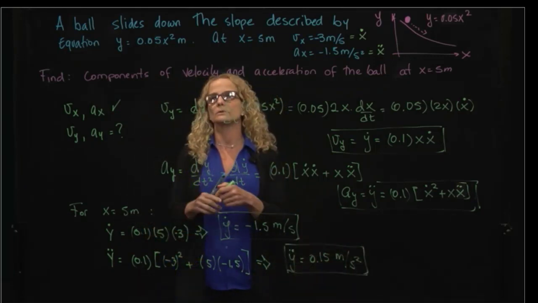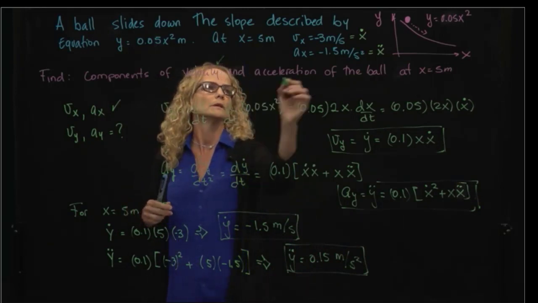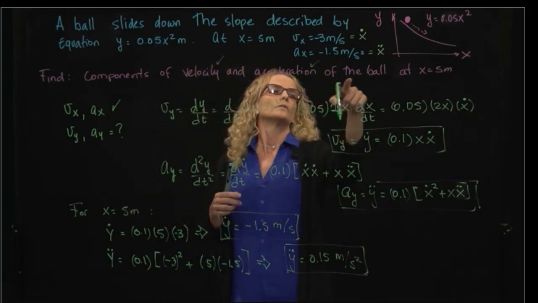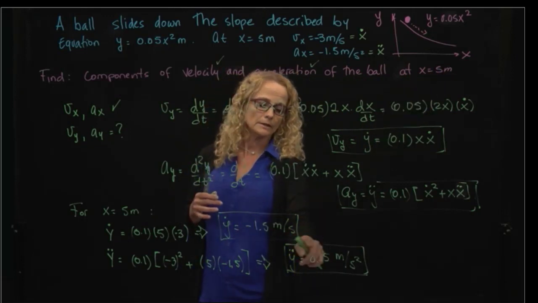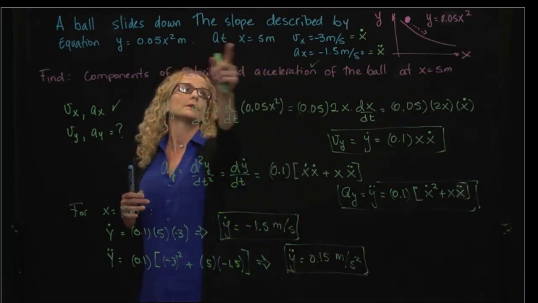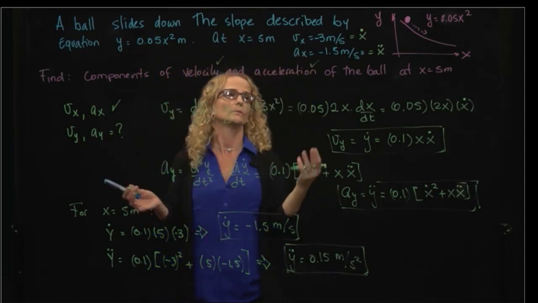So those are the results for the components of the velocity and the acceleration of the ball at x equals 5 meters. The components, velocity and acceleration in the y direction, because the ones in the x direction were already given.